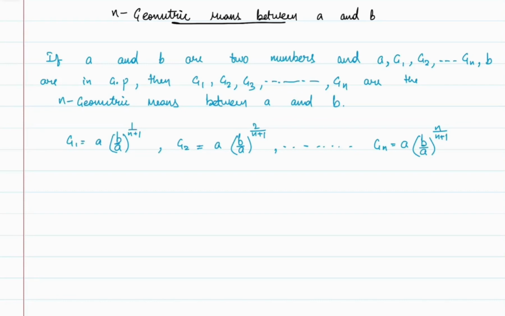Hello students, in the previous video we have discussed the geometric mean between two terms, and in this video we are going to discuss how to insert n geometric means between a and b. Suppose a and b are the two given numbers and a, g1, g2, and so on up to gn, b is a GP. Then the terms between a and b, which are g1, g2, g3, and so on up to gn, will be called the n geometric means between a and b.